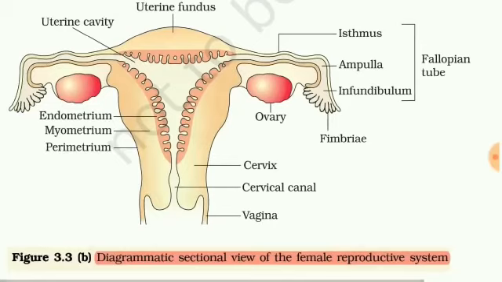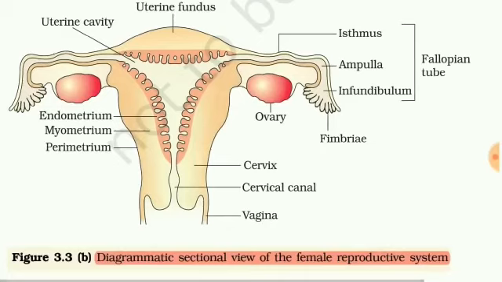The junction is known as the ampullary-isthmic junction. Exactly at the ampullary-isthmic junction only, fertilization takes place. Fertilization, you know, is the fusion of male and female gametes. Then the uterine fundus, listen to the drawing, the uterine fundus and the uterine cavity. Inside the uterine cavity only, the child is developed.